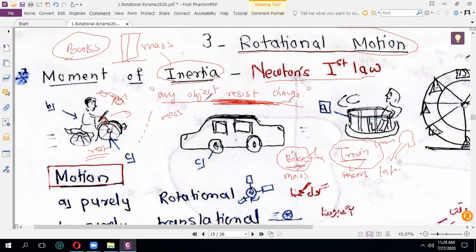So can we say that inertia is linked to motion? Correct? So we go further next time. What is exactly the meaning of inertia? I will show you the example, a daily life example.